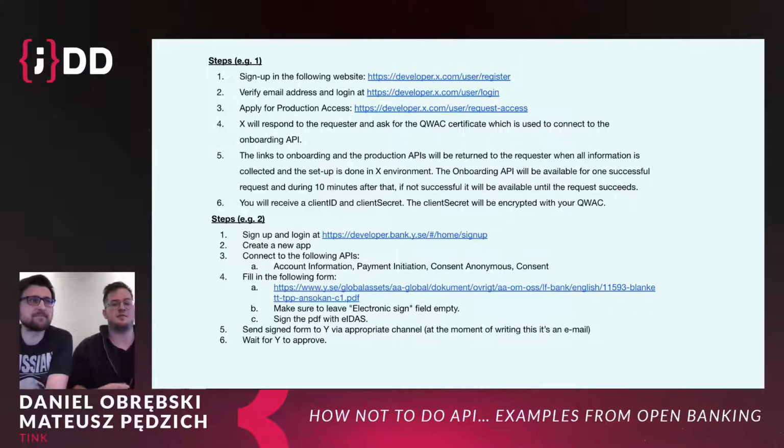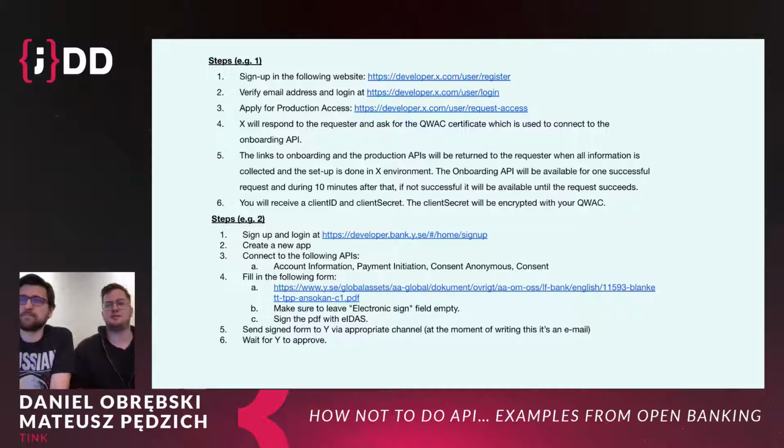So the first example is, we are registering to the portal, requesting access to the API. We need to fill in some specific form, and then we are waiting for an email. Once we get an email, we need to send the certificate. We could do that in the previous step, but yeah. Then we need to call some specific API, and then we can receive the secrets we can use to connect to the real API. Kind of sucks.